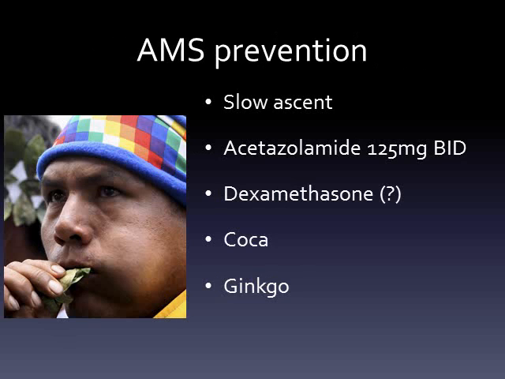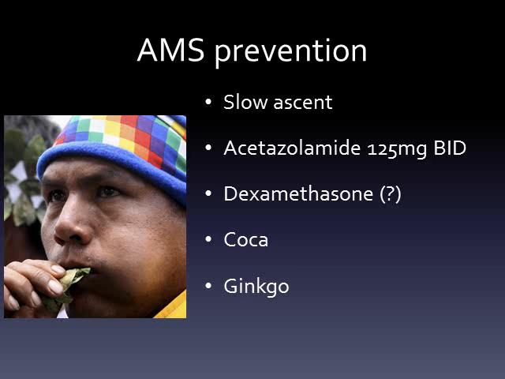So how do you prevent AMS? Slow ascent is essential. There are various recommendations on how fast you should be going up, but once you're above 3,000 meters, in general, it's suggested to not go up by more than 300 to 500 meters as your sleeping altitude per day, and have a rest day every 3 days.